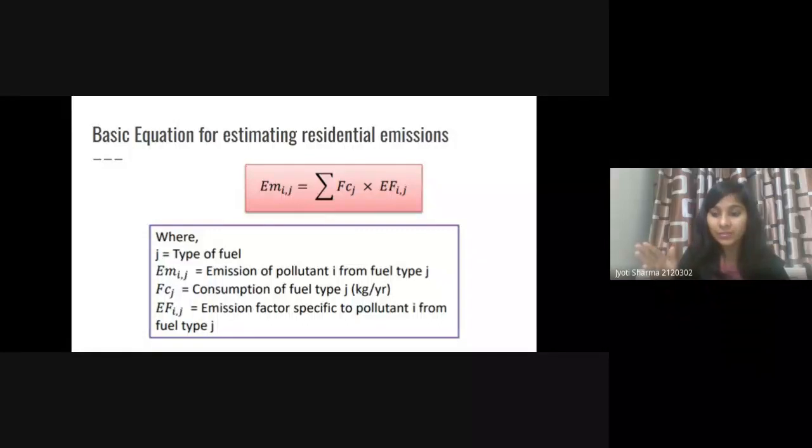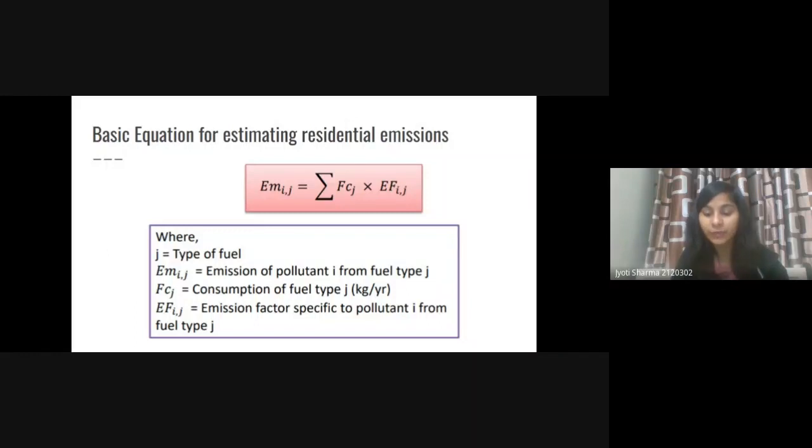But if we are talking about kerosene, then it will give you a different pollutant list and different proportions of those pollutants. So likewise, you will calculate the emission for different pollutants and for different fuel types, and this will be the summation of FC, that is the consumption of fuel type J. So how much fuel you consumed, let's say for cooking. For cooking you are using, let's say, LPG. So how much LPG you used for your cooking, then the emission factor per kg of LPG, how much emission of that pollutant we have.